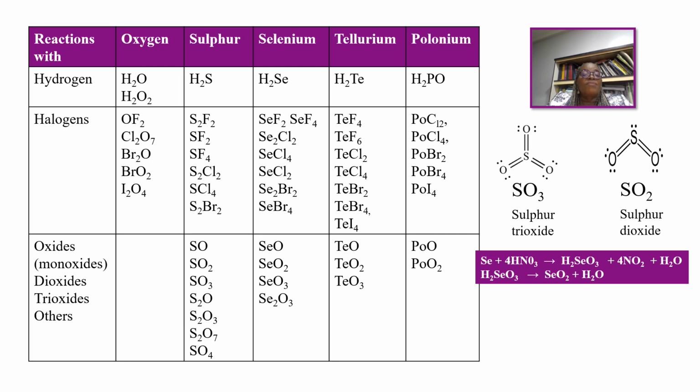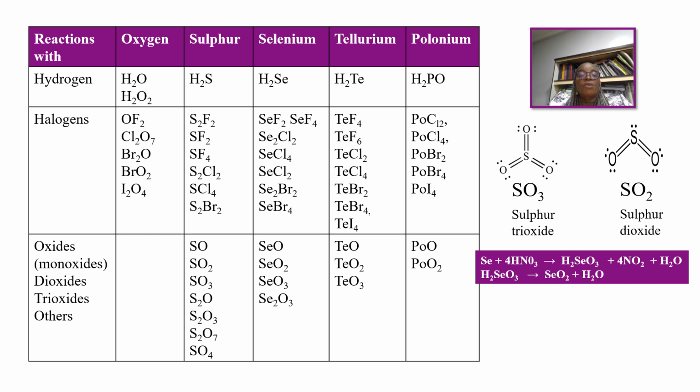They form several reactions with halogens. Oxygen can react with fluorine, can react with chlorine, bromine, and iodine. Sulfur can react with fluorine, can react with chlorine, can react with bromine, but does not form compounds with iodine.